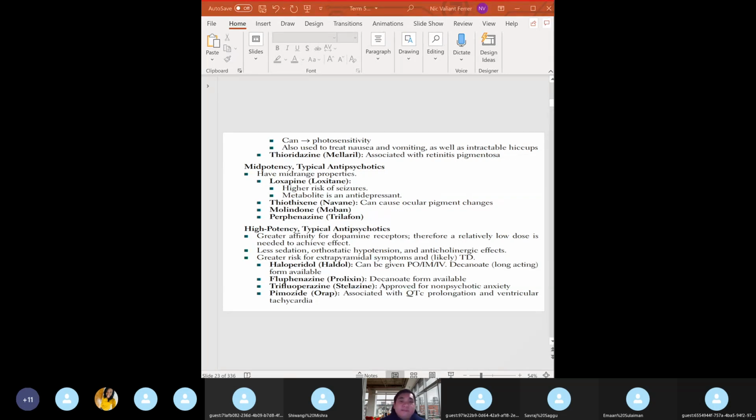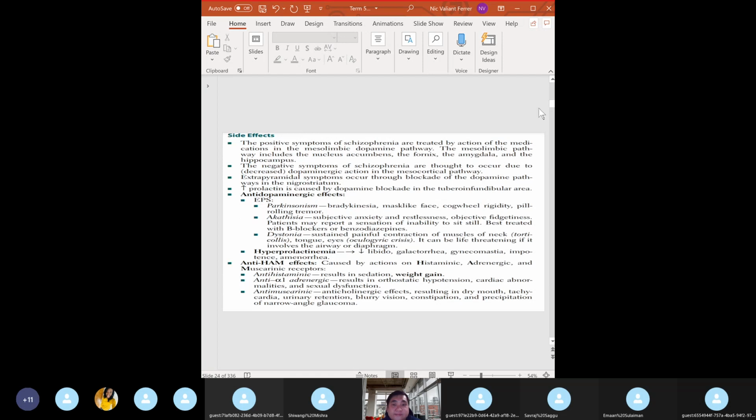Okay. Now, let's look at the side effects then. So the positive symptoms again, treated by action in the mesolimbic dopamine pathway. The negative symptoms are thought to occur due to decreased dopamine action in the mesocortical pathway. We talked about the EPS. We talked about increased prolactin. It is caused by dopamine blockade in the tuberoinfundibular area.